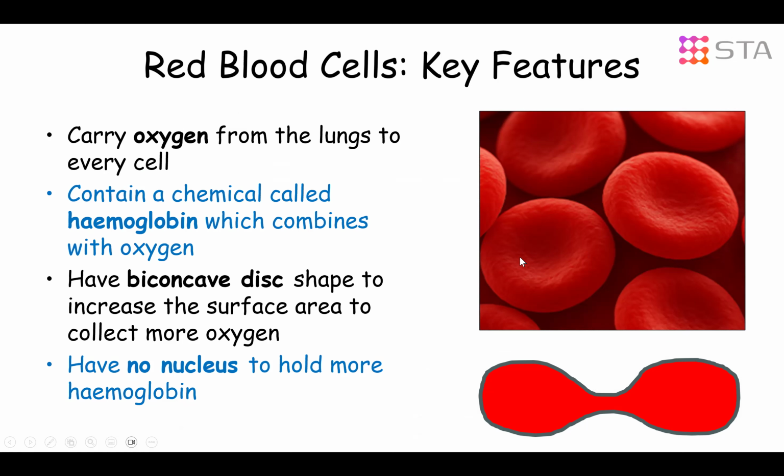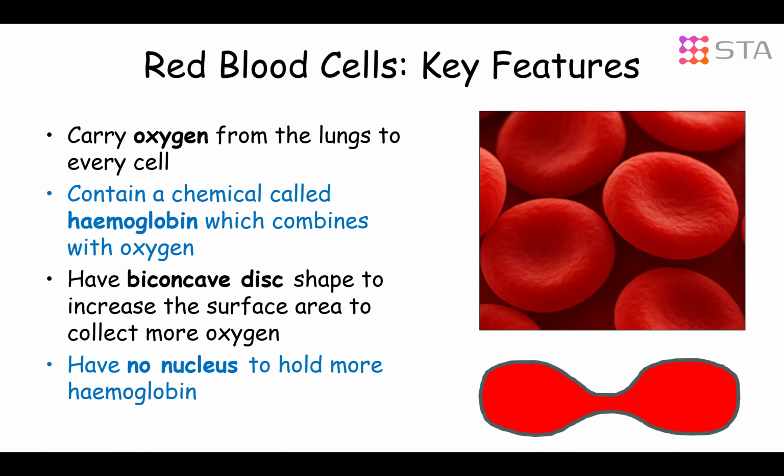Inside the red blood cells is a chemical called hemoglobin. Hemoglobin, which we'll learn about later when we study blood, actually picks up the oxygen. It actually combines with the oxygen, carrying it around the body. So, hemoglobin is a very, very important chemical or molecule found inside red blood cells, and they are literally full of it. The cytoplasm of a red blood cell is full of hemoglobin.